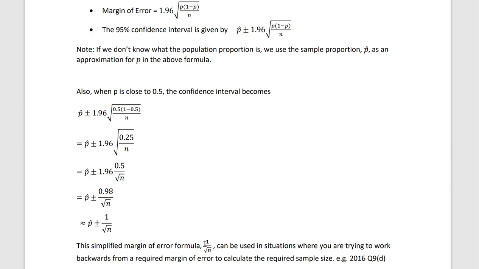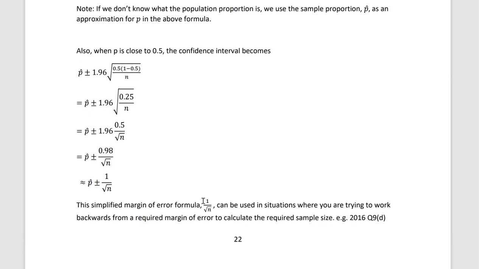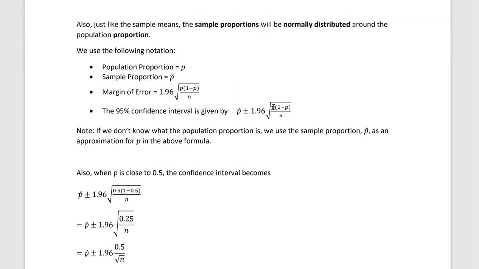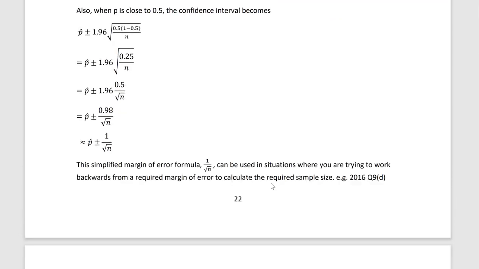This simplified formula you can only use in certain instances. When you're in doubt, use the full formula. This is only an approximation. There has been one incident in an exam paper, 2016, question 9D, where you had to work backwards. You were given that the margin of error, 1 over root n, was equal to a certain number. So you had to work backwards using this formula, because if you use the other formula with the root, you had too many unknowns. You didn't have P, so it would have been impossible to work out. So there was one example where you had to use the simplified version of the formula in an exam question.